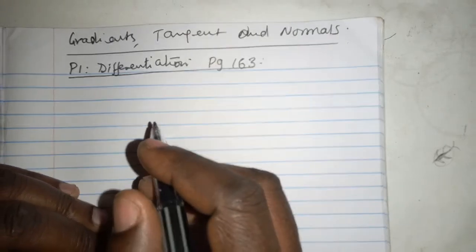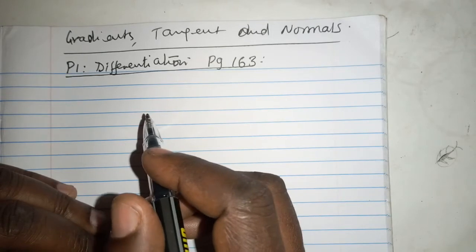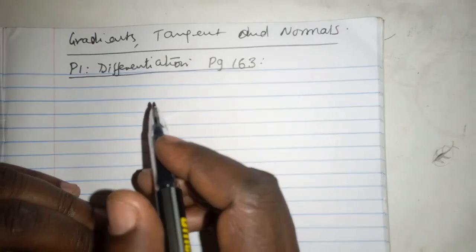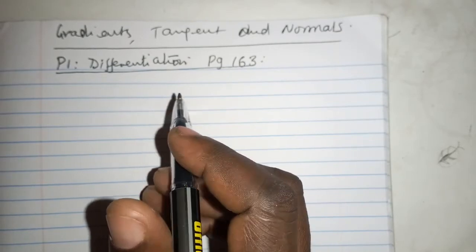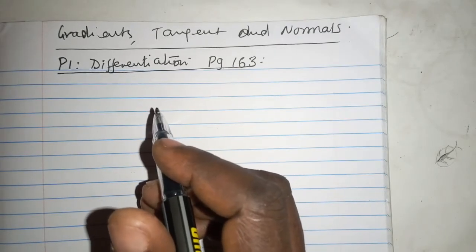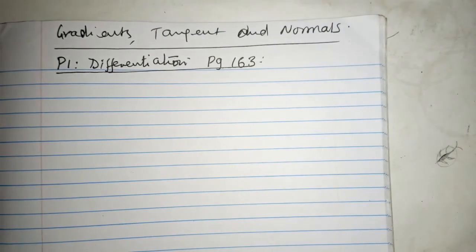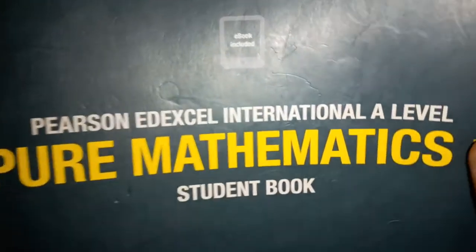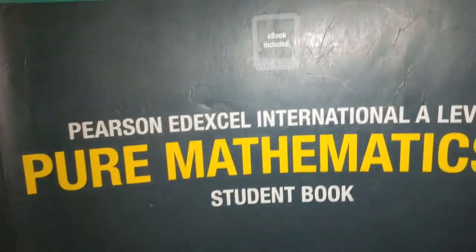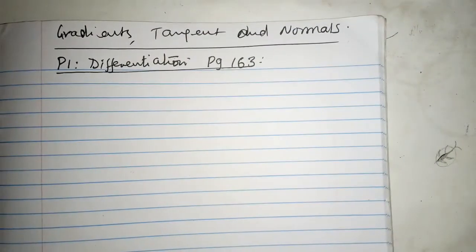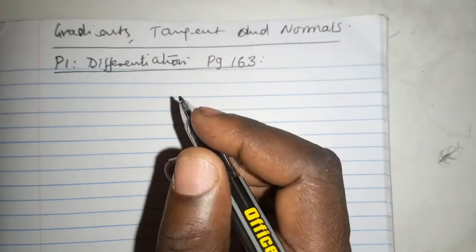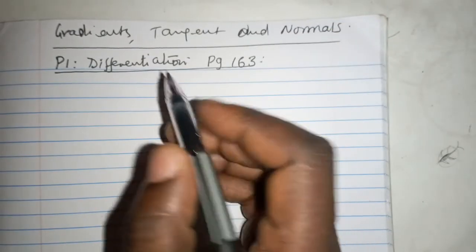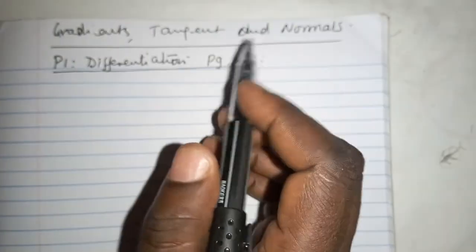Kamotho. And today I want us to discuss something on page 163 of Pure Mathematics 1, under the topic differentiation. This is the book we are discussing, Pure Mathematics 1, Students Book 1. I want us to go to page 163 of the same book and understand something. We are going to discuss gradient, tangent, and normals.